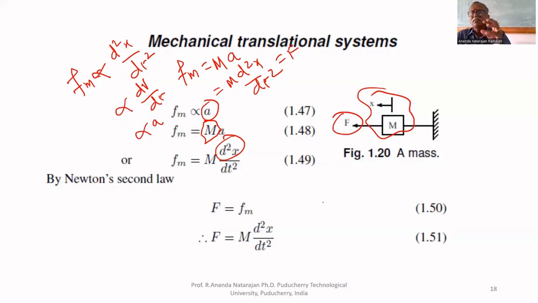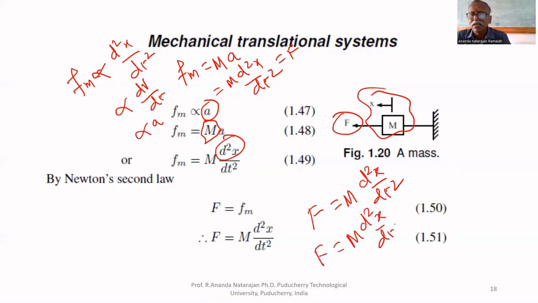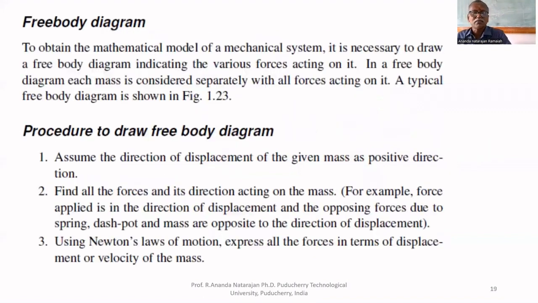Therefore, for a mass which has only mass, no spring effect and no dashpot effect, the mathematical model is F equal to m d square x by dt square. If it has all three properties, then the mathematical model is F equal to m d square x by dt square plus kx plus b dx by dt. It is identical to an electrical system.